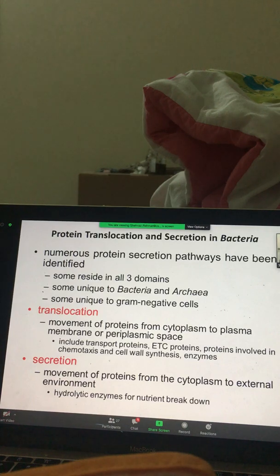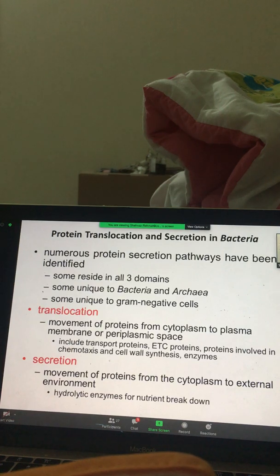These proteins will include a lot of transport proteins, the electron transport chain proteins, proteins that are involved in chemotaxis. These are proteins that will be used in cell wall synthesis. There will be certain enzymes. So they will be brought from the cytoplasm to the plasma membrane or to the periplasmic space. Such a transport is called translocation.